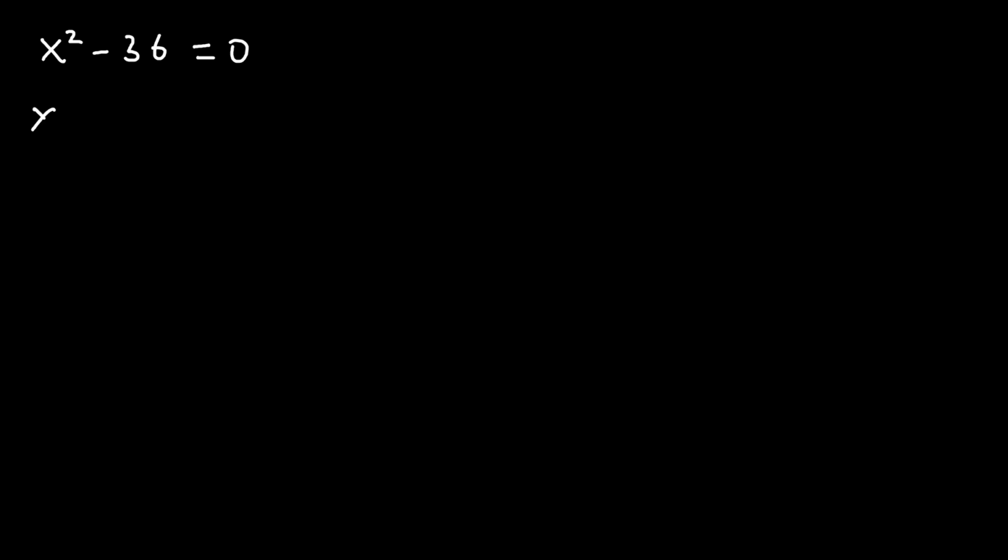We shall have x to the power of 2 minus, now what number when raised to the power of 2 will give you 36? That number is 6. 6 raised to the power of 2 is 36, and this will be equal to 0. And at this point we have a perfect square.